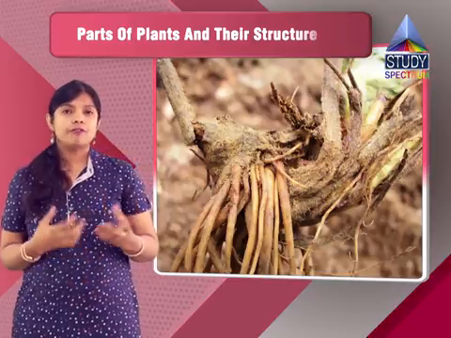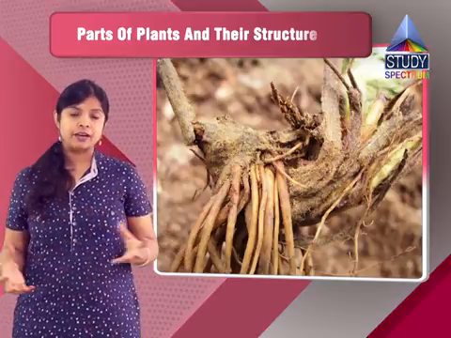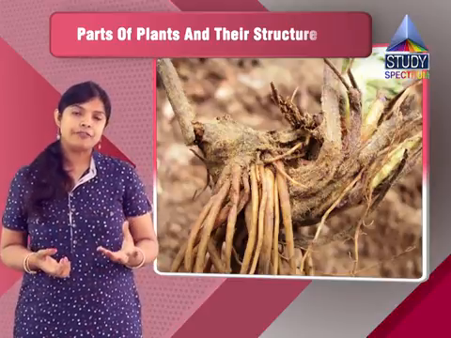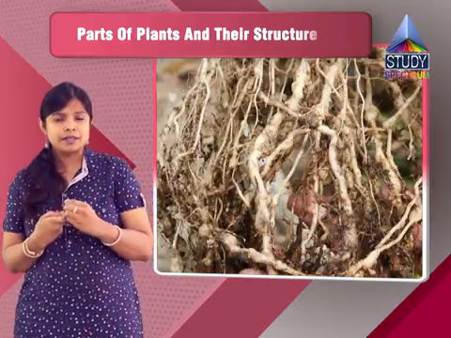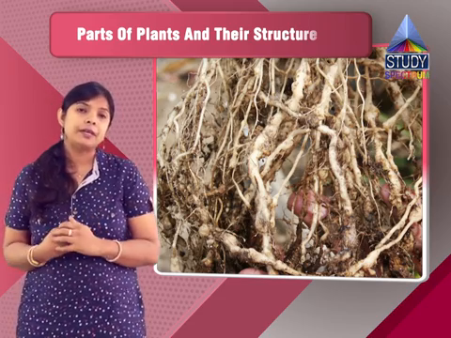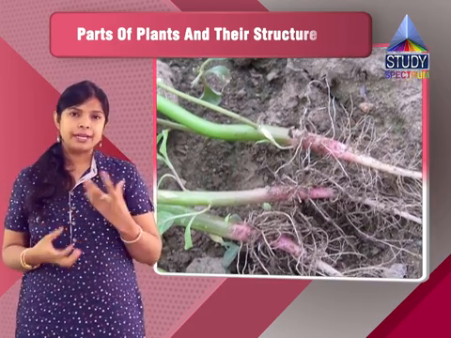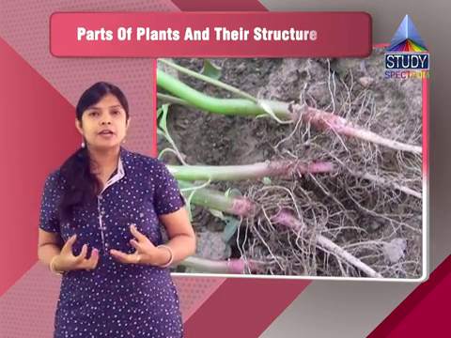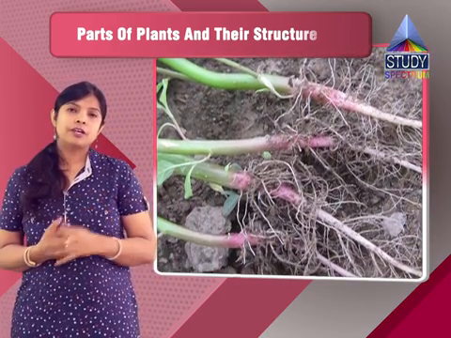So what is the role of root hair? Root hair increases the surface area for the absorption of minerals and water from the soil. After that, there is a root tip, and there is a tip cap-like structure present on the tip of the root, that is called the root cap. It is a very delicate structure of the plant and it protects the root from any injury. So that was all about the root.